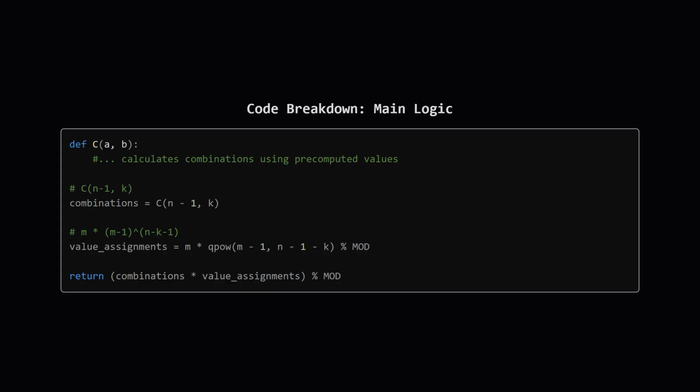This is m multiplied by m-1 raised to the power of n-1-k. Notice we use our fast power function qpow for this. Finally, we just multiply these two results together. Take the modulo one last time to keep the number in range, and that's our final answer.